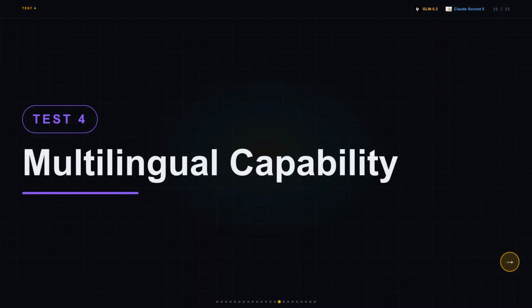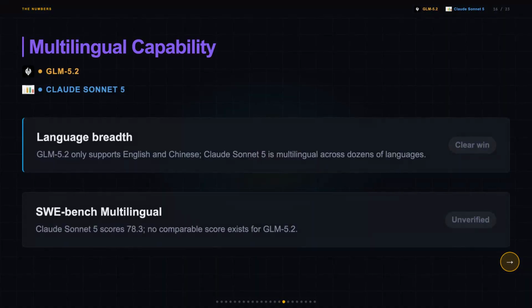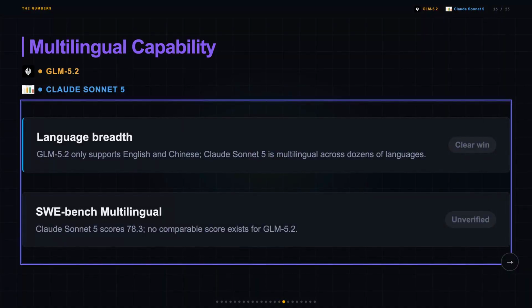Test 4. Multilingual capability. If your users write in French, Spanish, Japanese, or pretty much anything outside English and Chinese and your model doesn't support it, your product is broken for them. It's a hard blocker. And picking the wrong model here means rebuilding from scratch. Looking at the language support docs for both models, this one's pretty clear-cut.